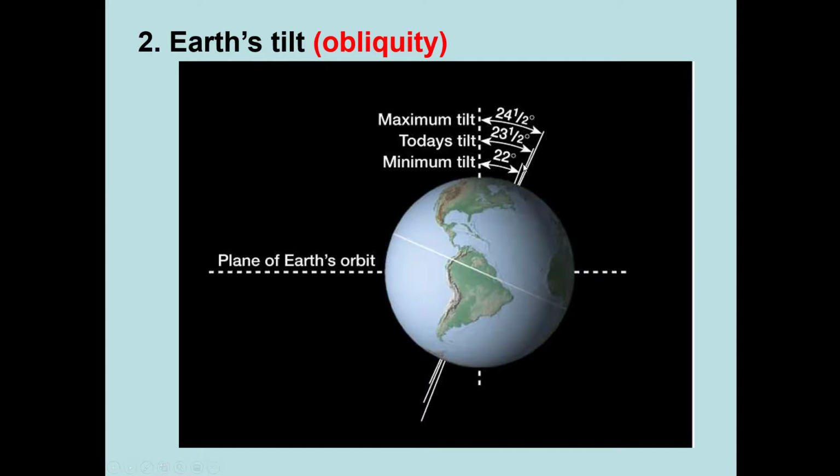But the tilt of the Earth varies between 22 and 24.5 degrees, so not all that much. That's called the Earth's obliquity. But again, the more extreme the tilt, the more likely you are to have sun hit the North Pole. So when it's at maximum tilt, you are less likely to have an ice age, and when you're at minimum tilt, you are more likely to have an ice age.